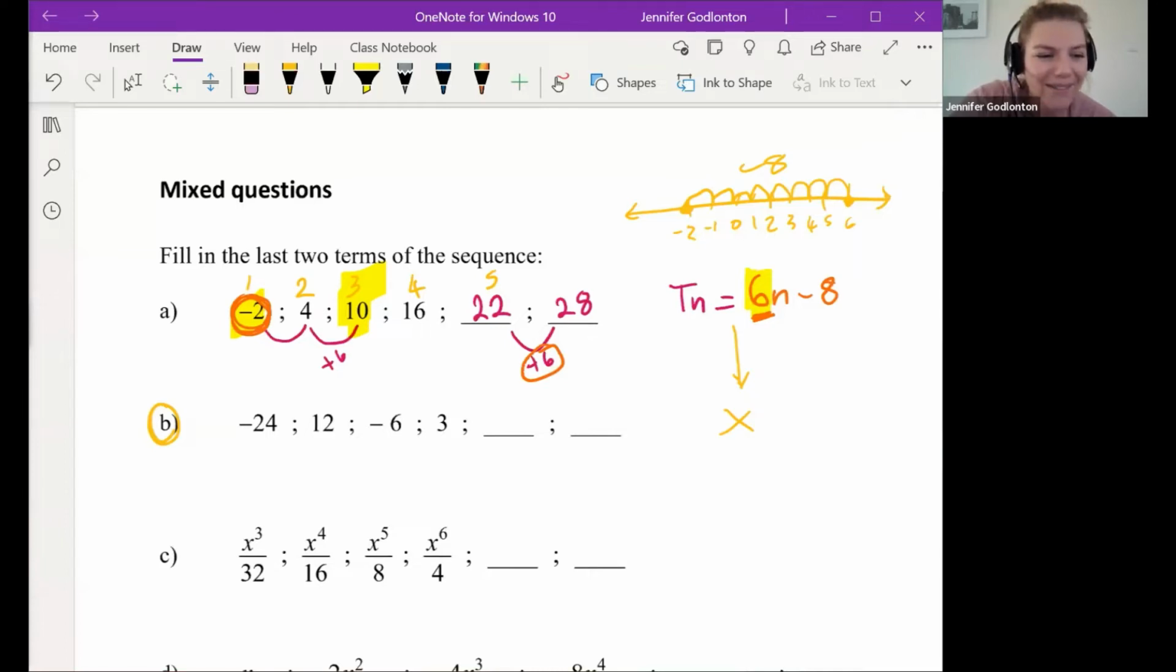Ah, there we go. I've got a beautiful answer that's come in the chat. We are dividing by -2. What a little brain buff. That is absolutely what we are doing. We are dividing by -2. -24 divided by -2 is going to give me 12. 12 divided by -2 is going to give me -6. -6 divided by -2 is going to give me 3. So what is going to be my next 2 terms?